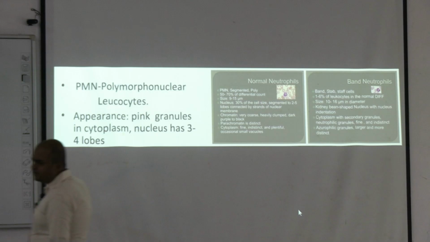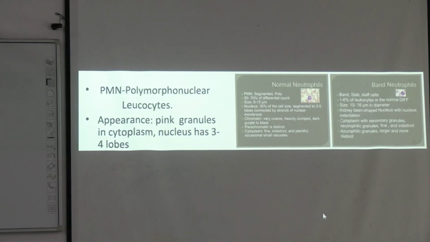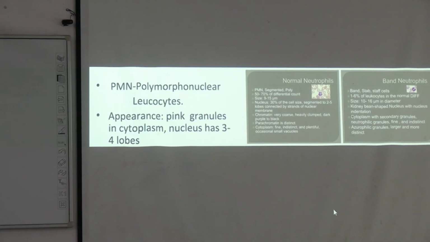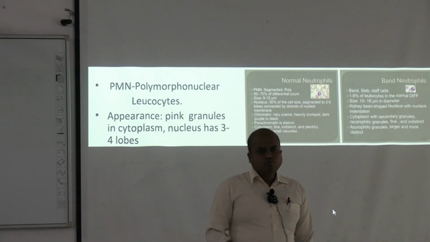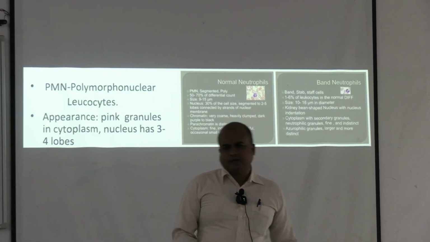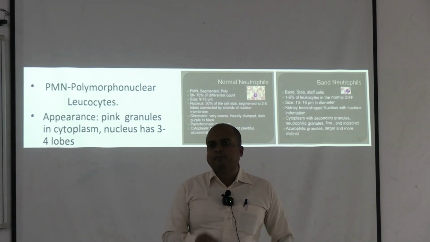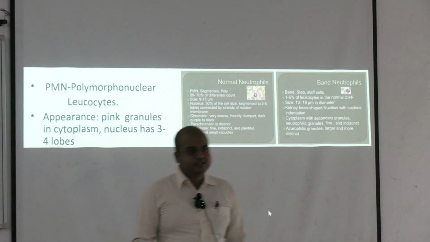They are writing here 3 to 4 lobes, but in standard textbooks it is accepted that the nucleus is 2 to 7 lobed. Some neutrophils are immature neutrophils, also called band cells or stuffed cells, but they are not very easy to find. They are only 2 to 3%, maximum 5%, of the total number of leukocytes. Most neutrophils which we can observe under the microscope are mature neutrophils.